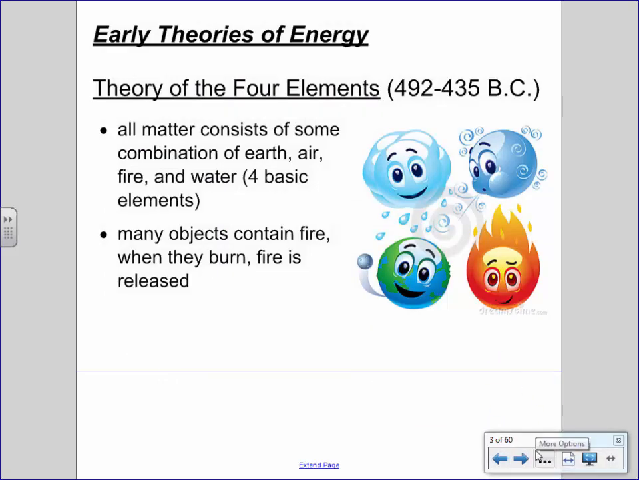Scientists had a theory about elements, and I think I actually showed you this in the chemistry unit. They believed that everything in the universe was made up of either earth, air, fire, and water. That's what they thought stuff was made of. They were very, very wrong.